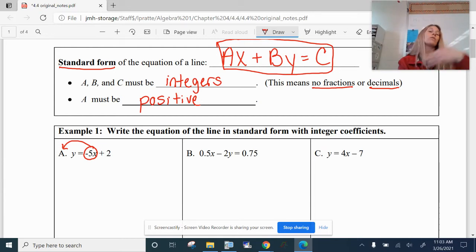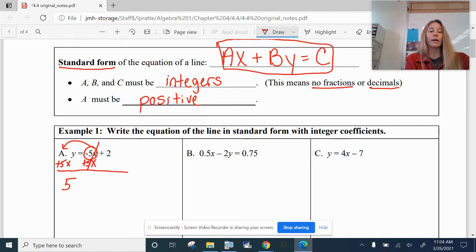Now, when we move things from one side of an equation to another, the sign is going to change, and that's because, really, in order to move this, I'm adding it to both sides. So once I've done that, I now have positive 5x plus y on the left-hand side of the equal sign, and then on my right side, I'm just left with that 2.